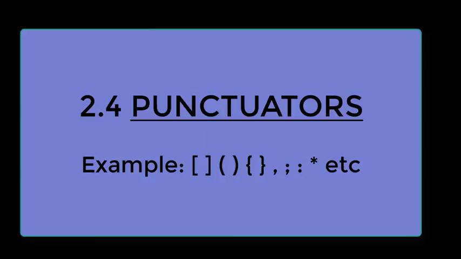Punctuators. Punctuators in C++ are known as separators. A few of the punctuators are brackets, parenthesis, braces, comma, semicolon, colon, asterisk, etc.